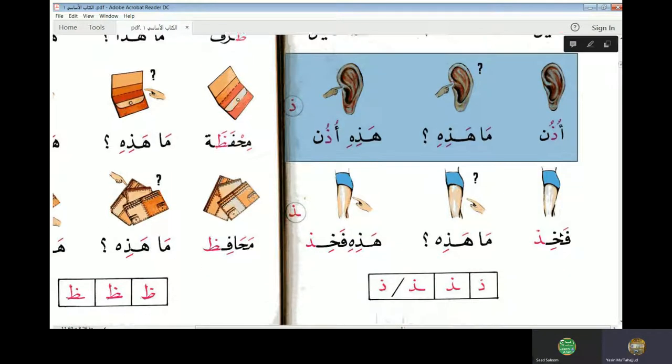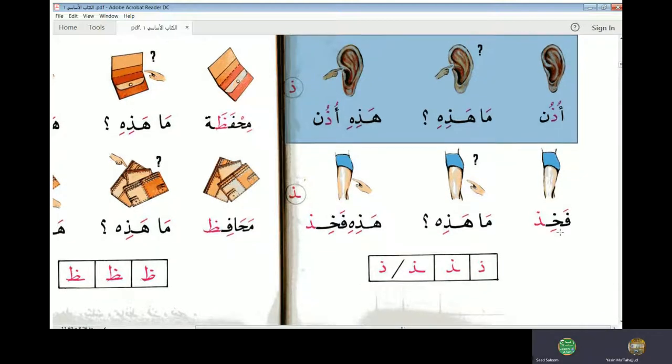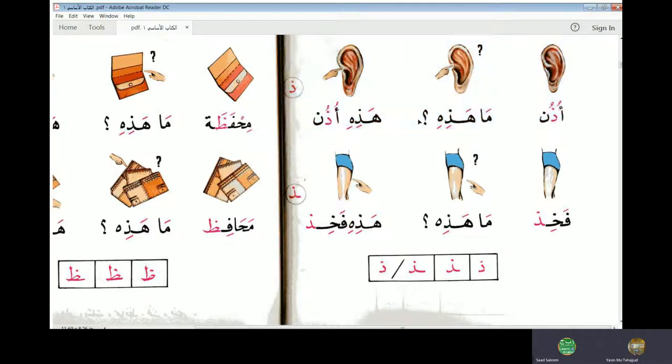And then we have أذن. ما هذه؟ هذه أذن. Ear. This is an ear. What is this? This is an ear.